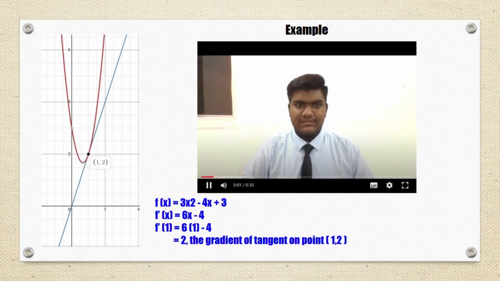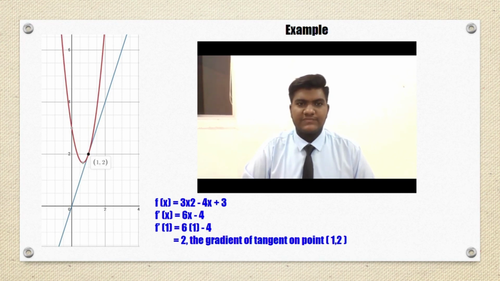Let's see the example. Given the equation of a quadratic curve f(x) equals 3x squared minus 4x plus 3, find the gradient of the tangent at point (1, 2). f(x) equals 3x squared minus 4x plus 3. f prime x equals 6x minus 4. f prime 1 equals 6 multiplied by 1 minus 4, and the answer will be 2. The gradient of the tangent at point (1, 2) is 2.